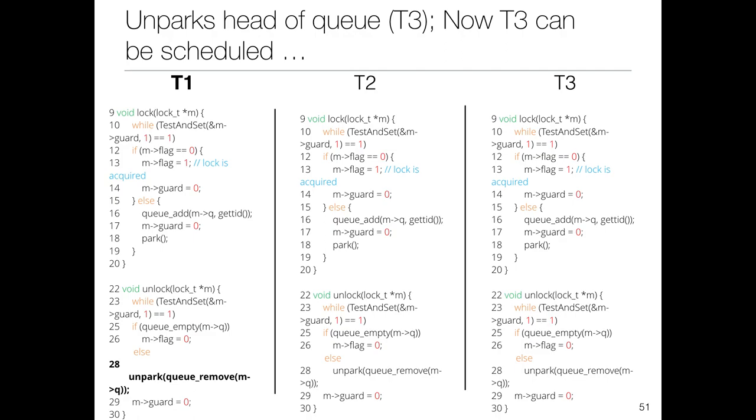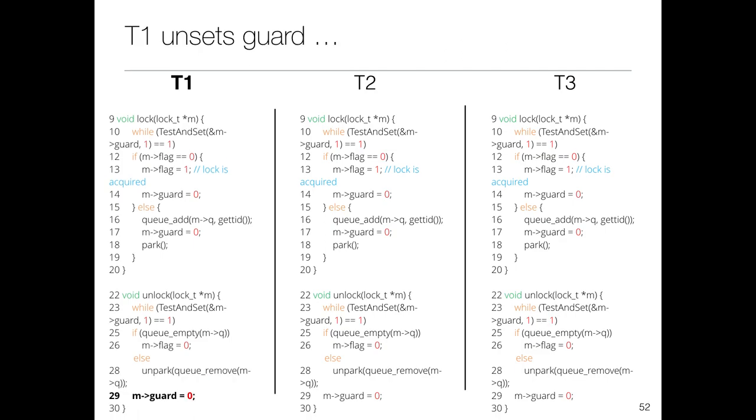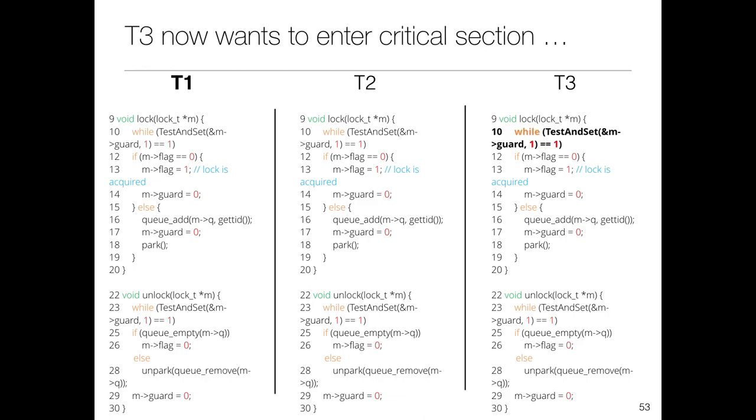Now the queue is not empty. So it is going to unpark the first thread from this particular queue. In this case, the first thread to be unparked is T3. It unparks it, sets the guard to 0. Now T3 can enter into the critical section because T3 can get the flag.